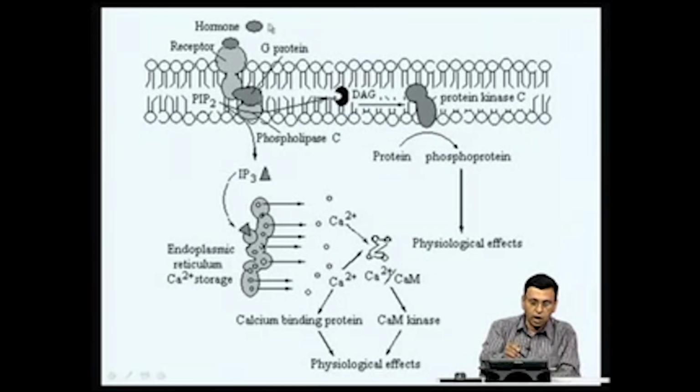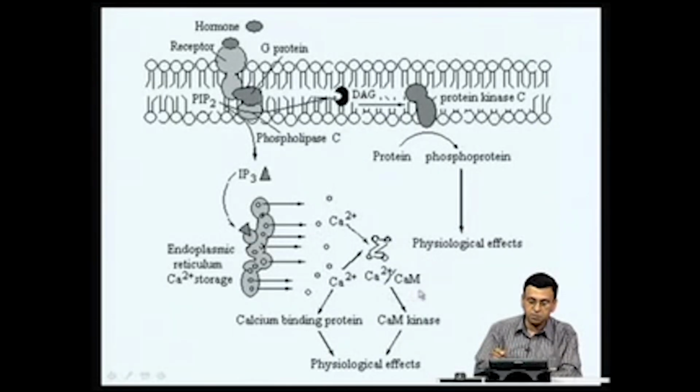Like we discussed earlier, when a hormone binds to the cognate receptor, it results in the activation of a specific G protein, and this trimeric G protein's alpha subunit now activates phospholipase C, and as a result the phosphatidyl inositol bisphosphate is converted to inositol triphosphate as well as diacylglycerol. So, PIP2 is converted to diacylglycerol and IP3 by phospholipase C, and this diacylglycerol now goes and activates protein kinase C along with calcium. Once IP3 is synthesized, it goes and interacts with specific receptors in the endoplasmic reticulum, and as a result calcium is released from the endoplasmic reticulum.